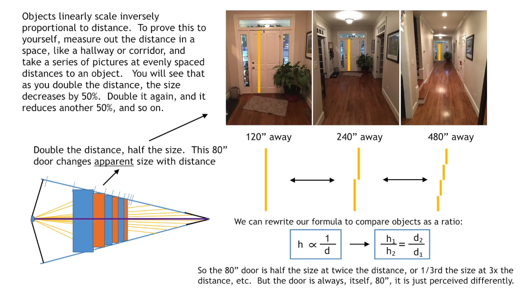Again, we can rewrite our formula to compare objects as a ratio. So with our height is inversely proportional to the distance, we can rewrite as height 1 over height 2 is equal to distance 2 over distance 1. That's just comparing two object heights with two distances to one another. So the 80-inch door is half the size at twice the distance, or 1/3 the size at 3 times the distance, and so forth. But the door is always itself 80 inches. It's just perceived differently. This may seem like a trivial point, but it's important.